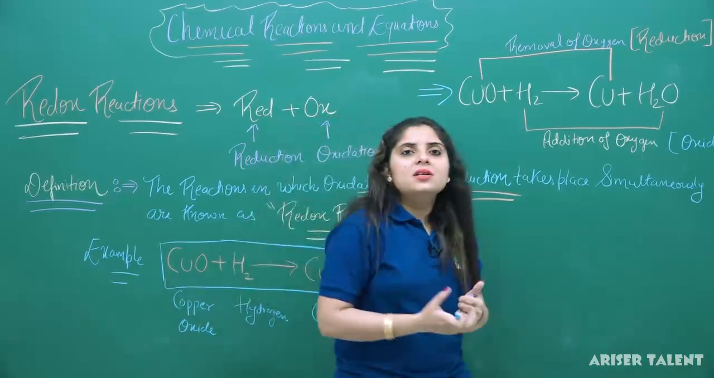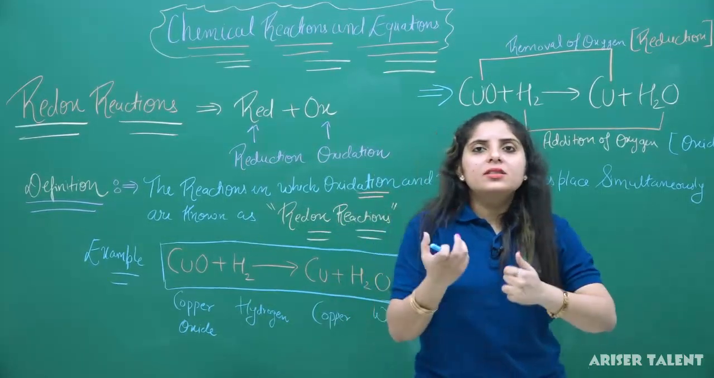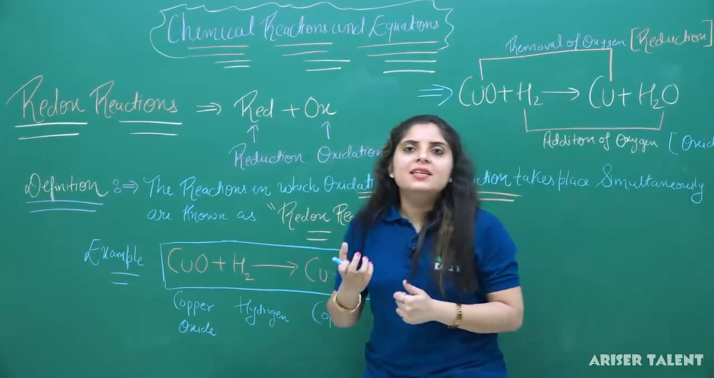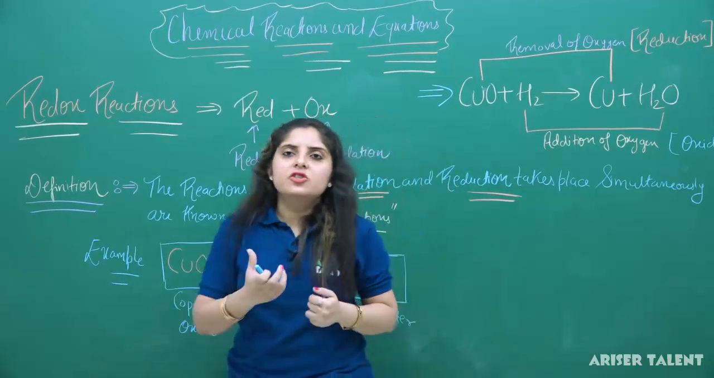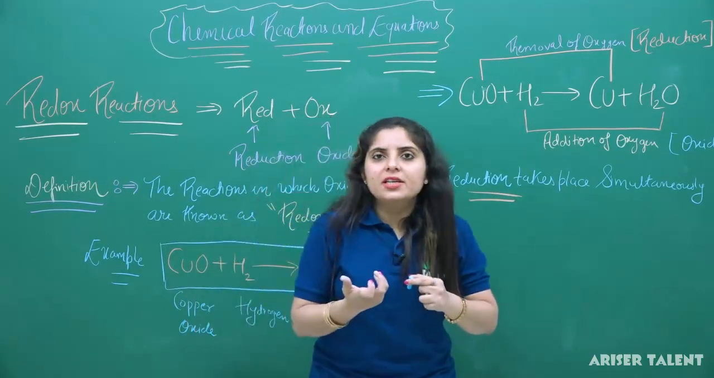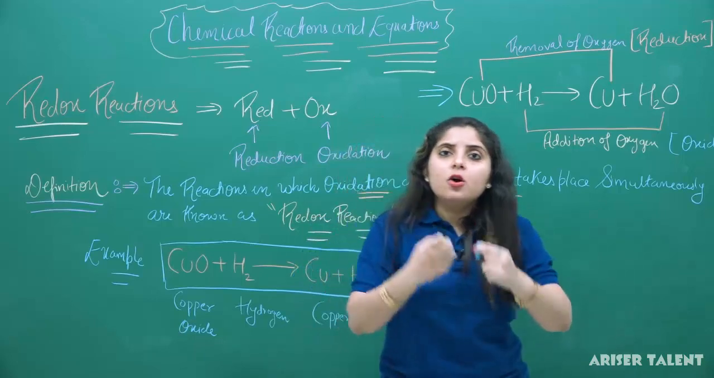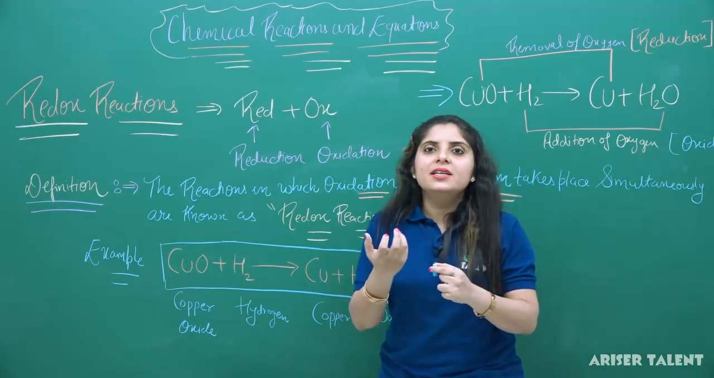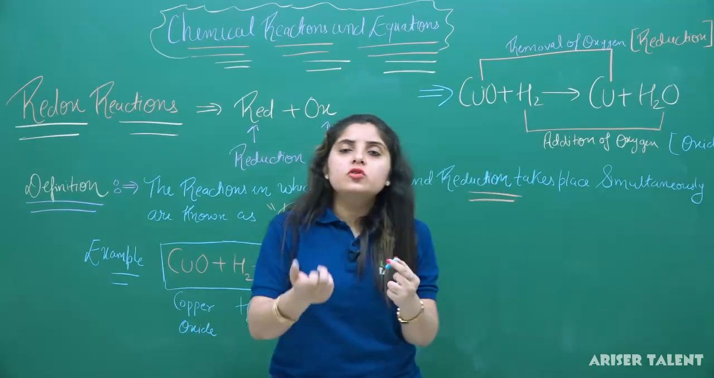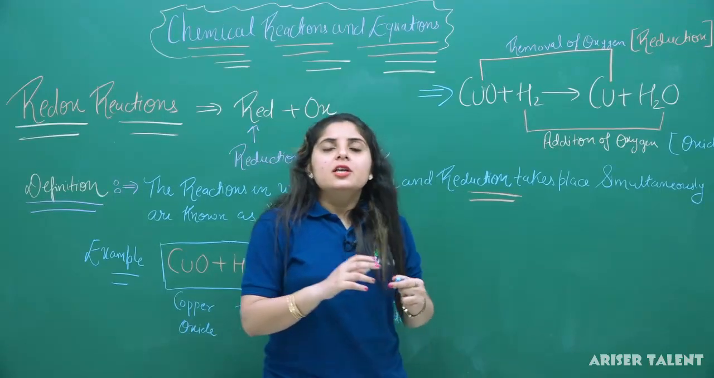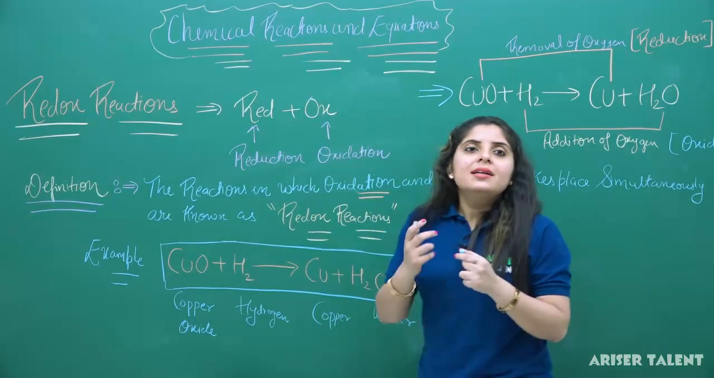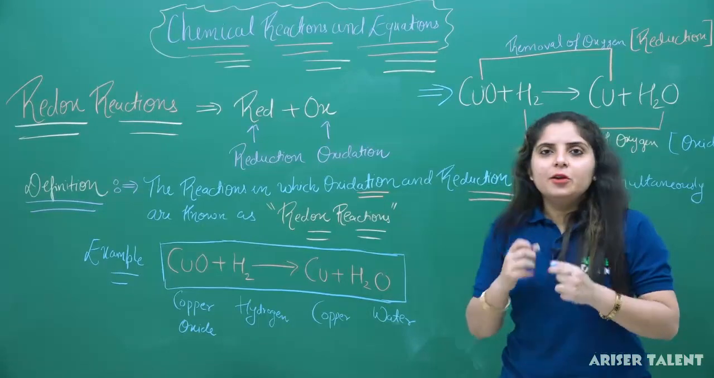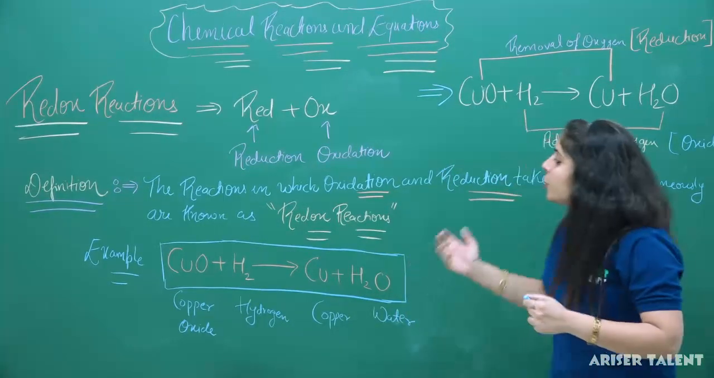So the substance which helps in the oxidation is known as oxidizing agent and the substance which helps in the reduction is known as the reducing agent, and the substance which gets oxidized is known as the reducing agent and the substance which gets reduced is known as the oxidizing agent. So we are with our new two terms, that is oxidizing agent and reducing agent. But firstly you can copy it from here.